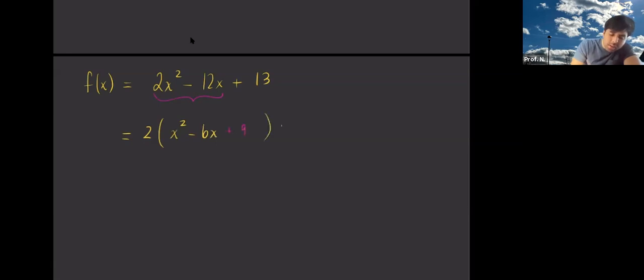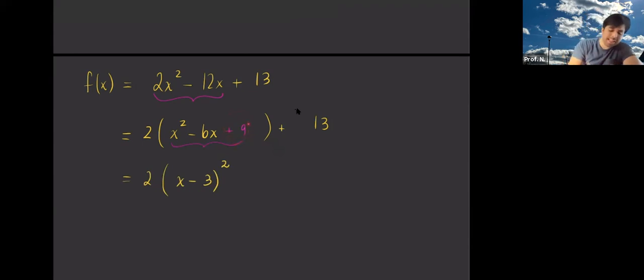Now this is when it gets a little tricky, but just stay with me. Then all of a sudden, this is a perfect square trinomial. And I can factor this as x minus 3 squared. Okay, but there's a problem, right, guys? Why is there a problem? I added this plus 9 out of thin air once again.